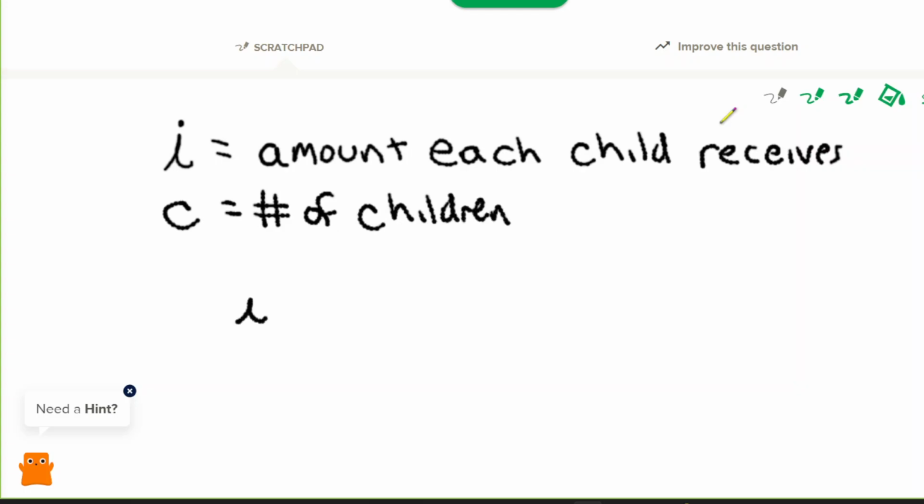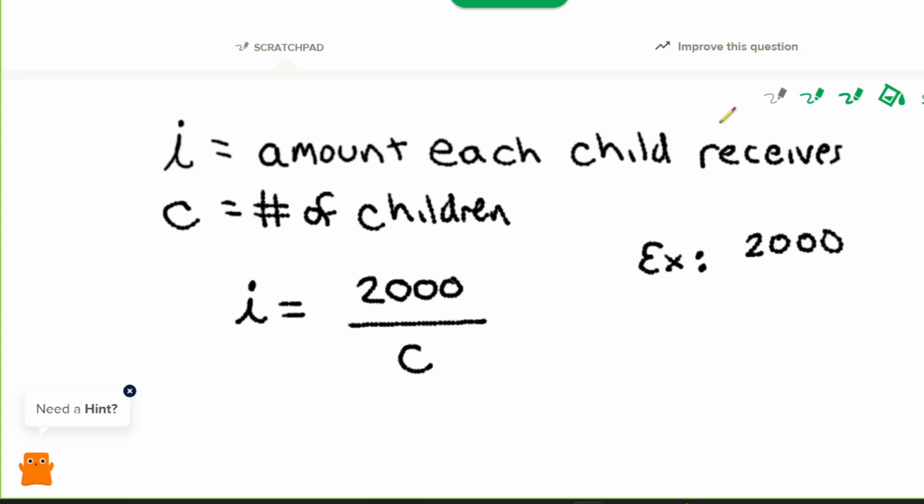And so they said to us, the amount that he gives every child, he wants to give each child an equal amount of the $2,000, right? So what that means is we're taking the $2,000 and dividing it among these C children. 2,000 divided by C. For example, if we had the $2,000 and divided it, say this person had just 2 children, doesn't that make sense that each would get $1,000? 2,000 divided by 2, I would give 1,000 to one child, 1,000 to the other child. That's a total of 2,000.